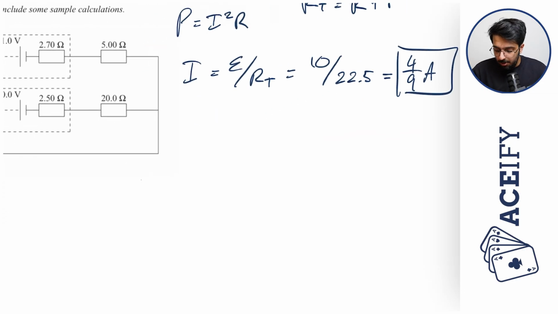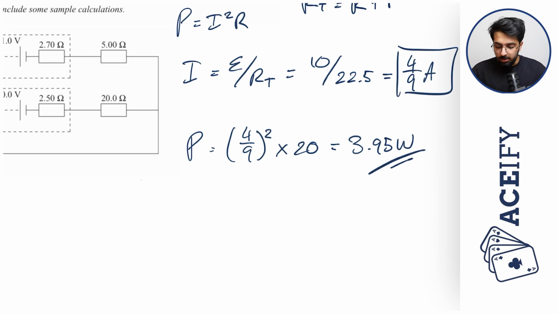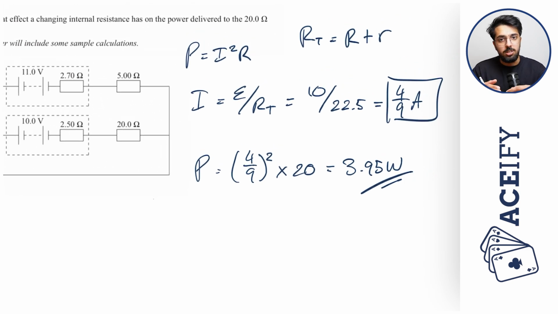Okay, so therefore the power used by our resistor is equal to 4 over 9 squared multiplied by the resistance of 20 ohms, and this gives a power of 3.95 watts. There we go. Okay, so now that we have some sample calculations, these are our base calculations, we can now see what will happen if we increase our internal resistance.